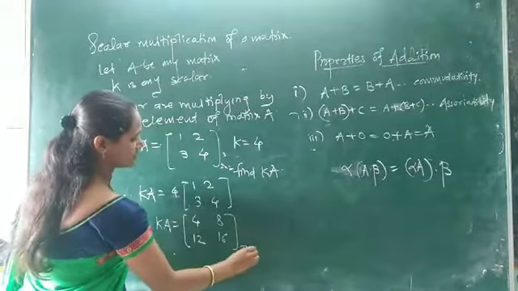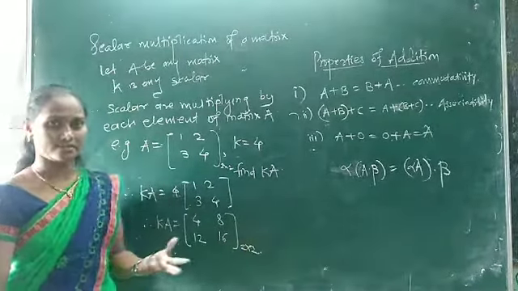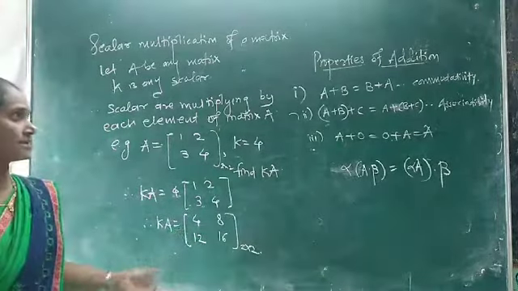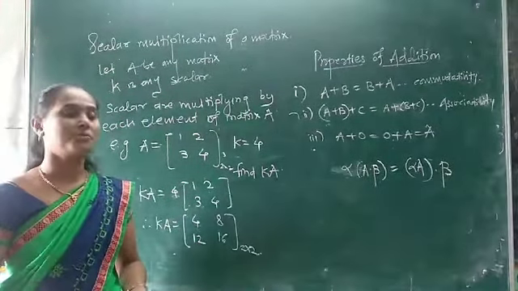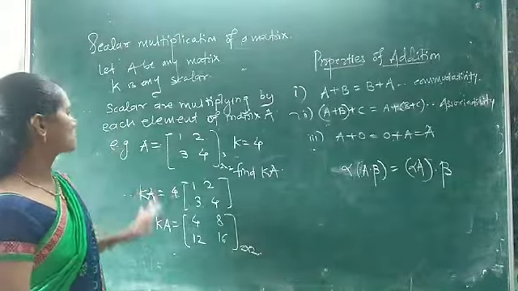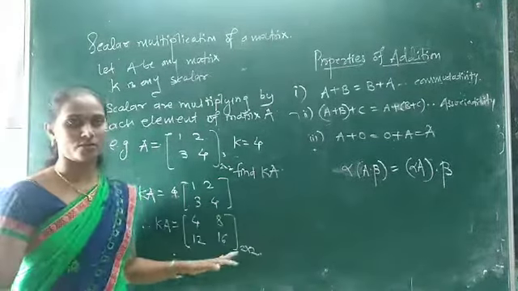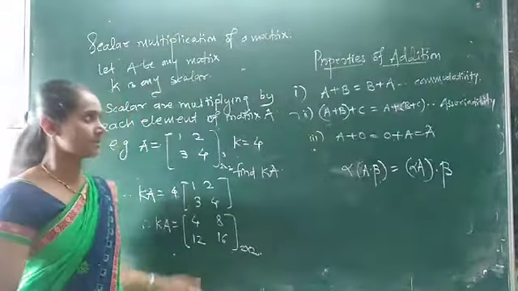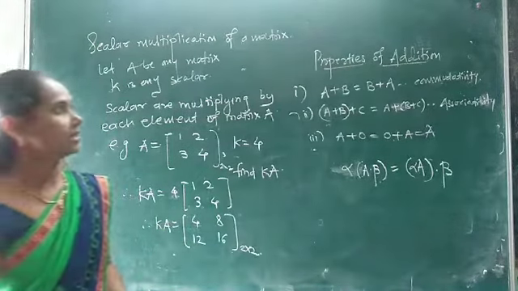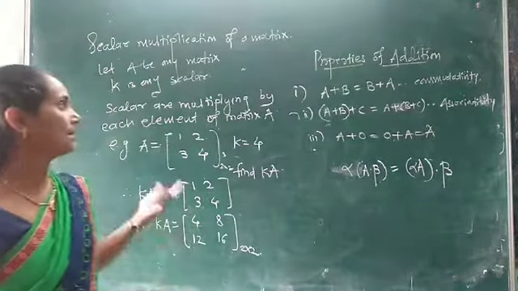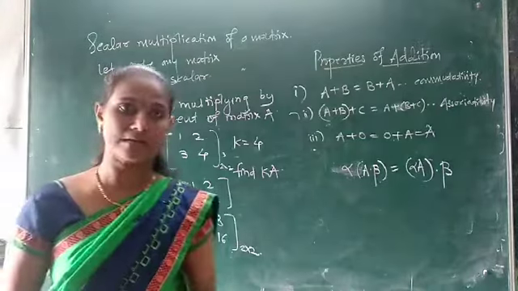So this is kA, which is a new matrix, and it is again of order 2, the same order. If we multiply a scalar by any matrix, then the order of the matrix does not change. This is called multiplication of a matrix by a scalar. In the next lecture we will see some examples depending on this algebra of matrices. So thank you.